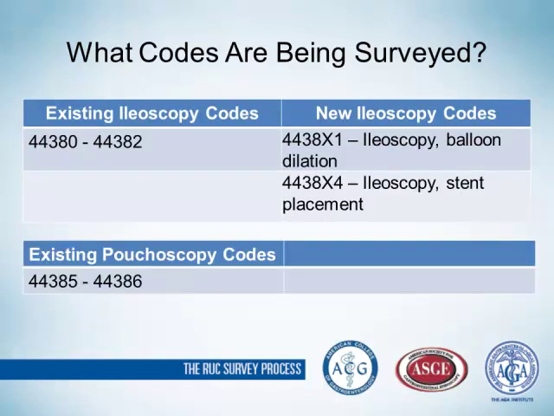The existing ileoscopy codes 44380 through 44382 will be surveyed, and in addition, 2 new ileoscopy codes, 4438X1, ileoscopy with balloon dilation, and 4438X4, ileoscopy with stent placement. And the existing pouchoscopy codes 44385 and 44386 will be surveyed.